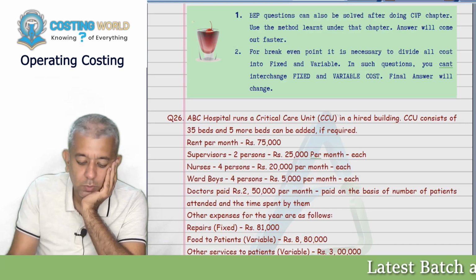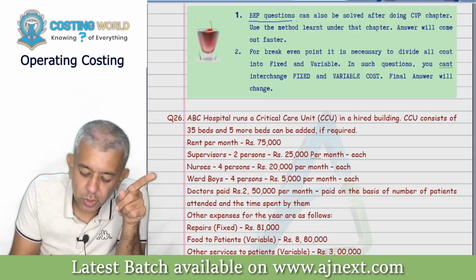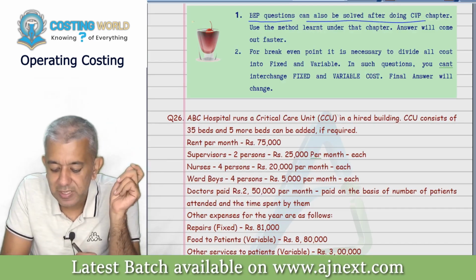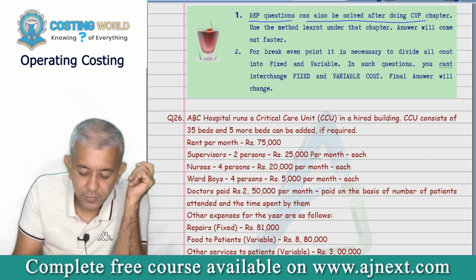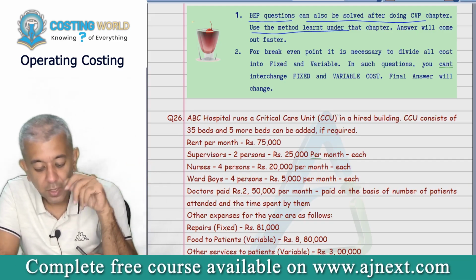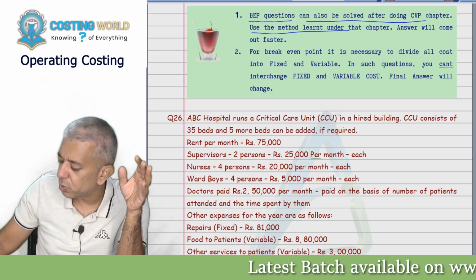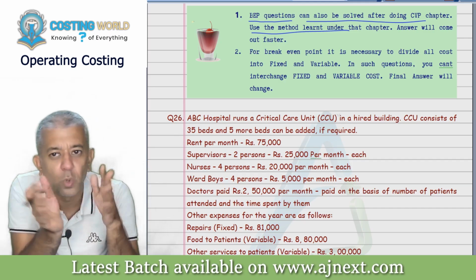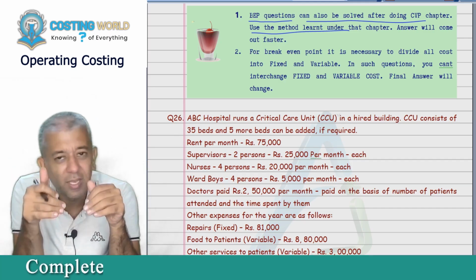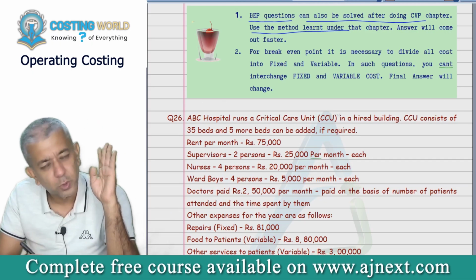Now, what I have written over here? Break-even point questions can also be solved after doing the CVP chapter. That is our second last chapter, I think, that we are going to do. Use the method learnt in that chapter. Answers will come out faster. There are some shortcuts also to find the answers. Those shortcuts I have not told till now because that chapter is not done. So in case you want to find out break-even point by some other way, you will be learning all those things in that chapter.